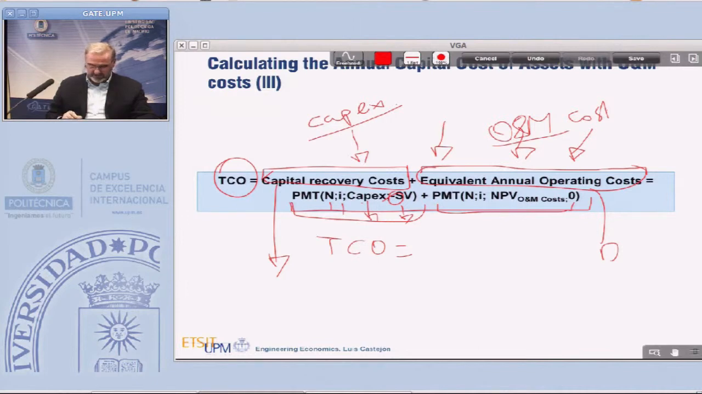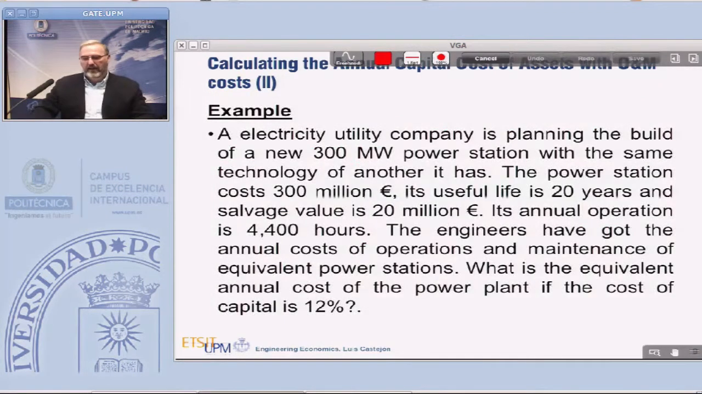And also we know the equivalent annual operating cost of a machine, which we have learned before, which is the annual equivalent cost. This uses the payment at year end, the interest rate, and the net present value of annual operation and maintenance cost, and the future salvage value, of course, is 0. So let's apply this formula. We are going to calculate the annual capital cost of an asset with operation and maintenance costs. This is the most difficult case.